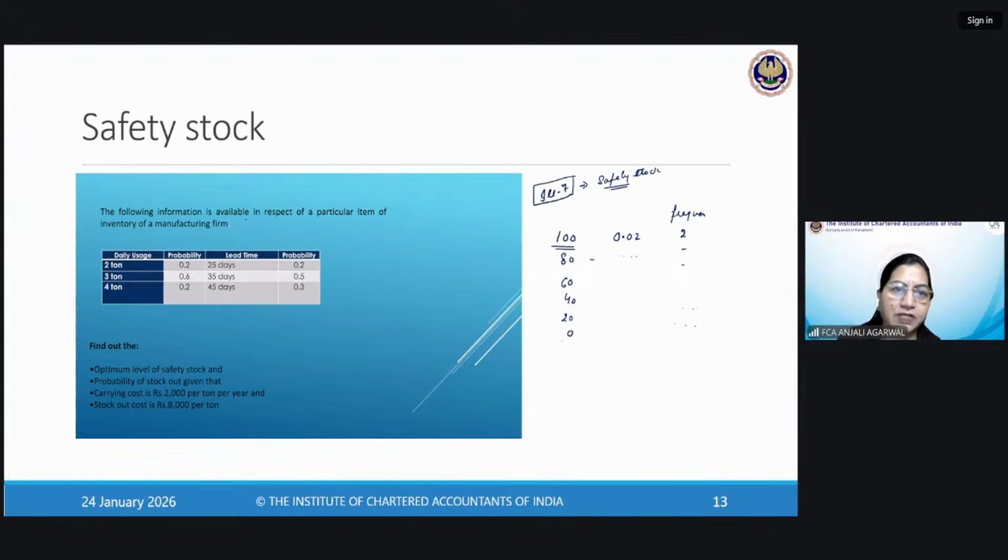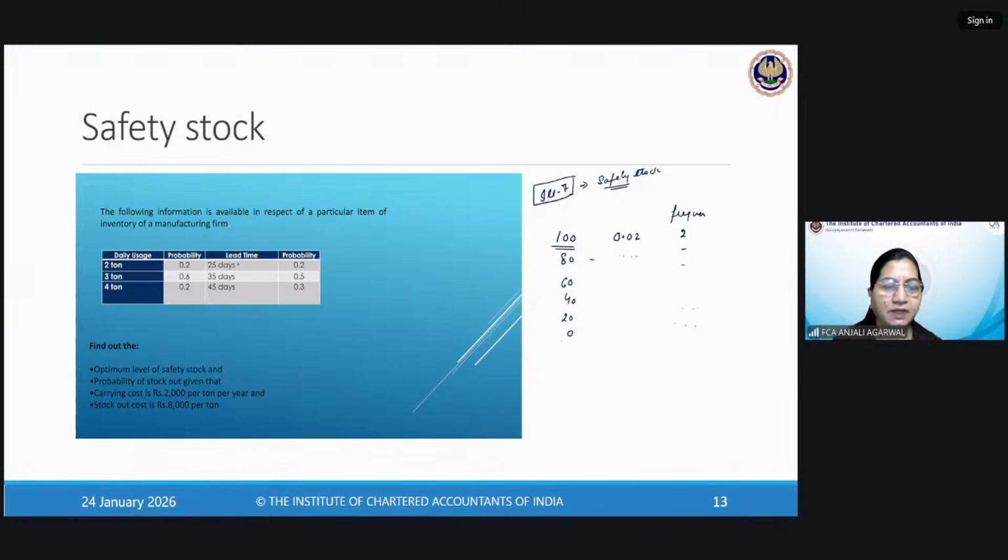The following information is available in respect of a particular item of inventory of a manufacturing firm. Yes, we can write in the differential method also. Try to explain it fully, but you can also do it in the differential method. Both the methods are correct. So daily usage can be 2 tons, 3 tons, or 4 tons. This has a probability of 0.2, 0.6, and 0.2.